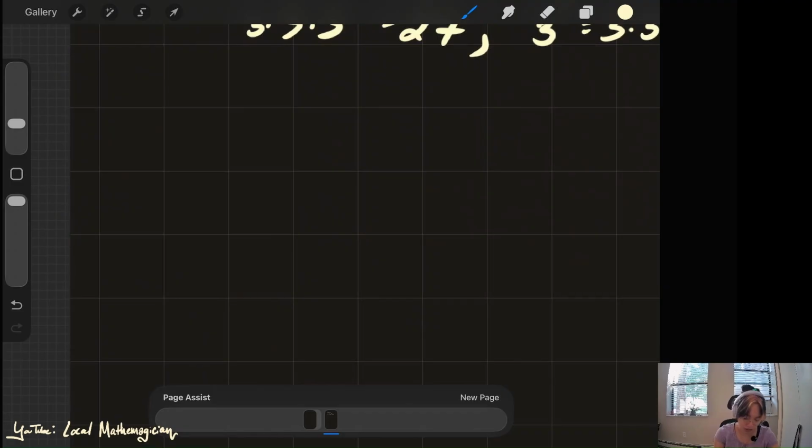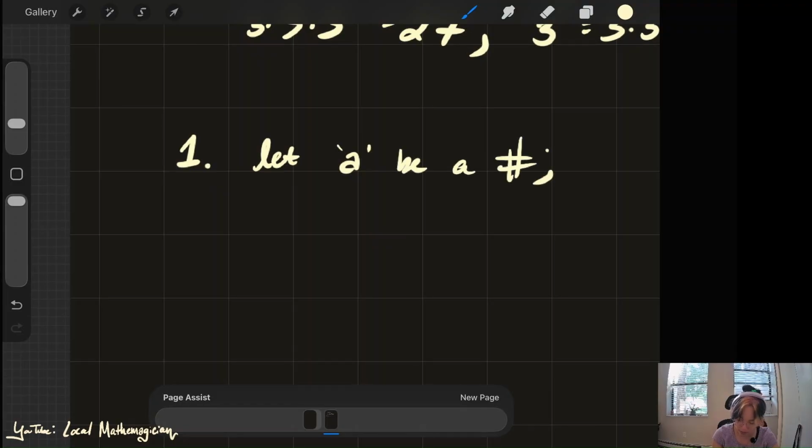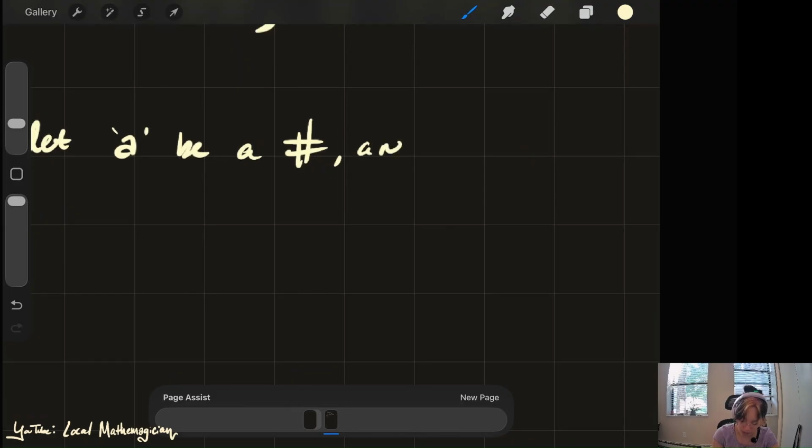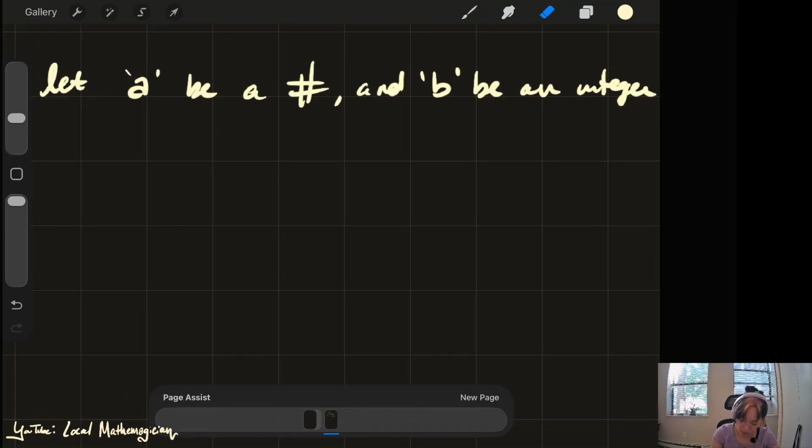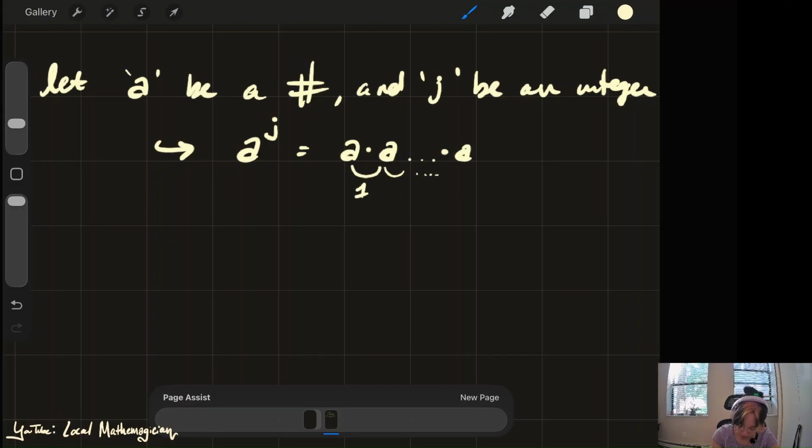So the first thing you'll want is, let A be a number and J be an integer. Actually, let's call it J. A to the power of J is equal to A times itself J times, okay? Okay. We all cool with this?